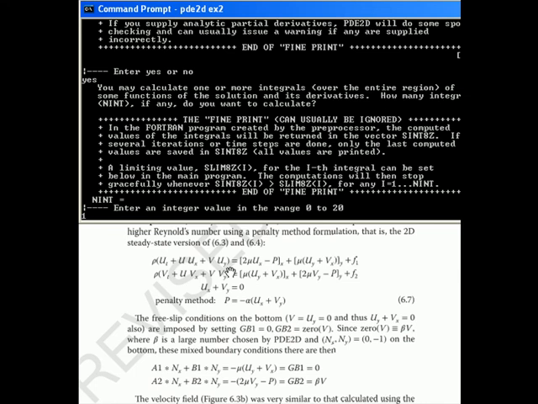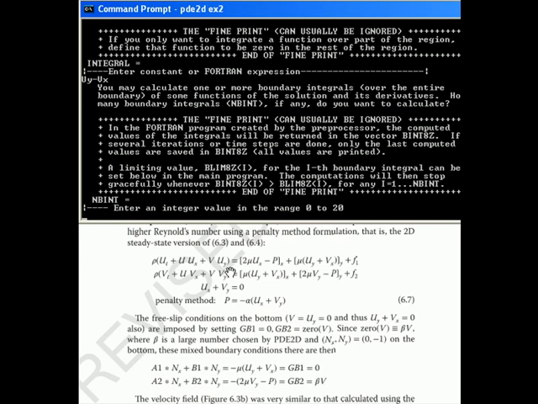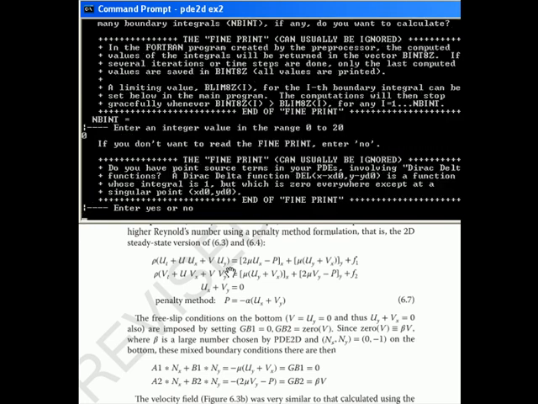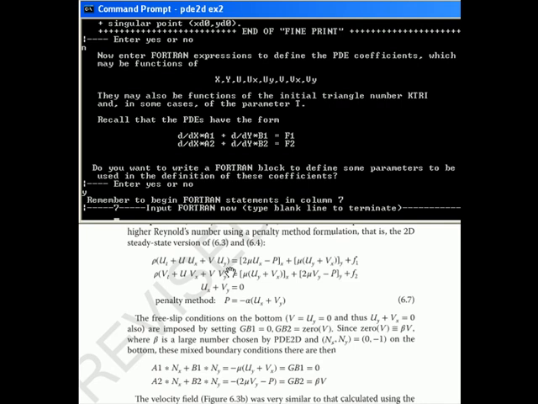Okay, we do want an integral, because we're going to do this two different ways and compare. I'm going to calculate the integral of u sub y minus v sub x, which is the vorticity. We'll see later what that is. No boundary integrals, no Dirac delta functions. Do you want to define some parameters? Yes, I want to define the pressure.